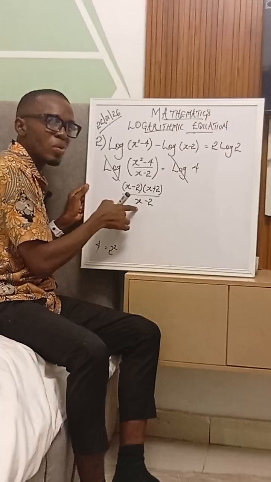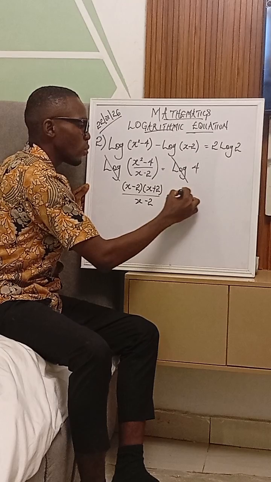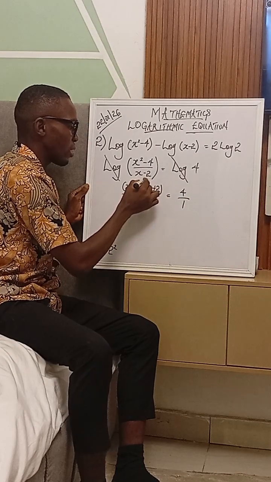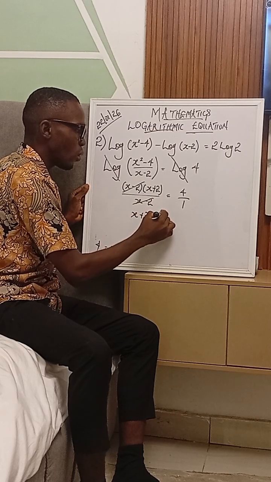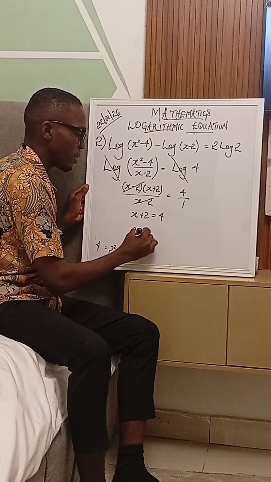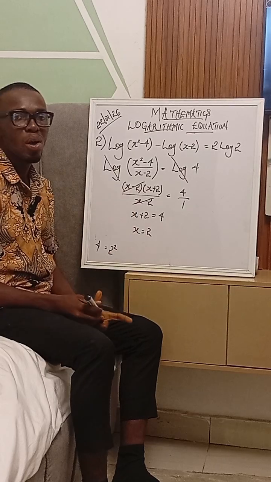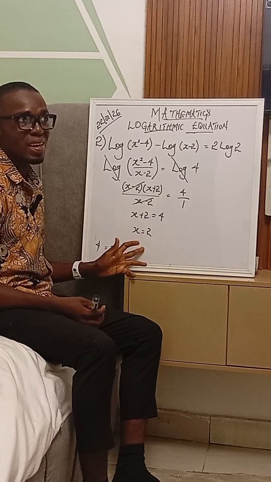Why I'm doing that is because of what I have as my denominator. All will be equal to 4 over 1. These can cancel out. So I'm left with x plus 2 equal to 4, which now means that x is equal to 2. It's interesting, number 2 gave us the answer 2. That's the answer to number 2.